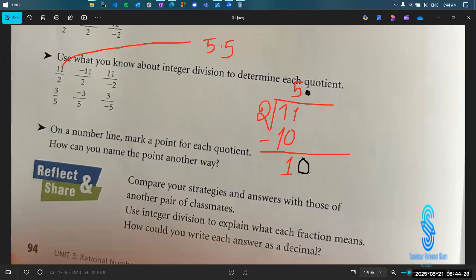Why? Because we are taking some extra 0. So that time it will again be 10 and it is multiplied by 5. So that's why we will not get any remainder. That time the math is completed. So this is how we are getting 5.5. Got the point? Yeah.